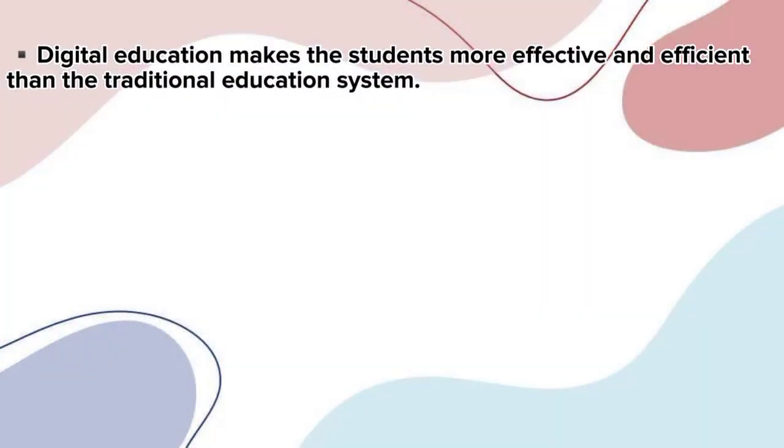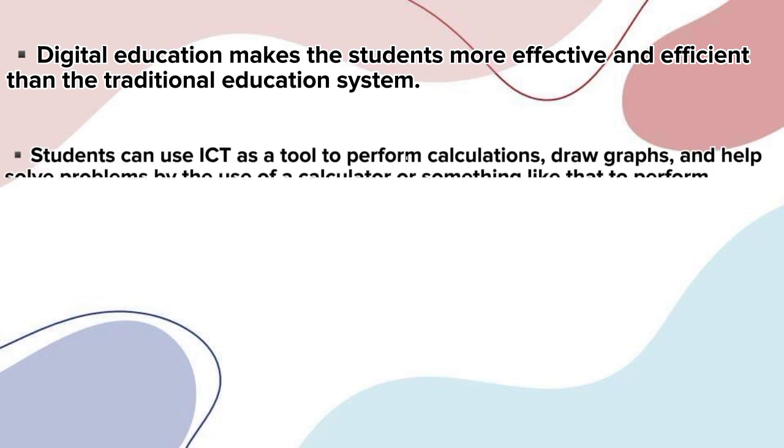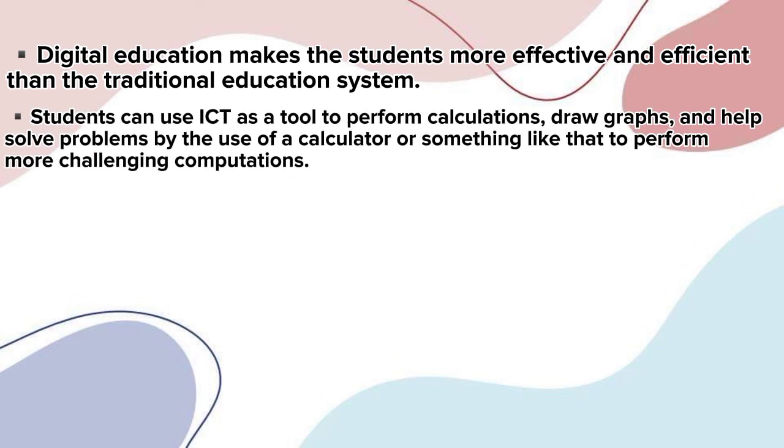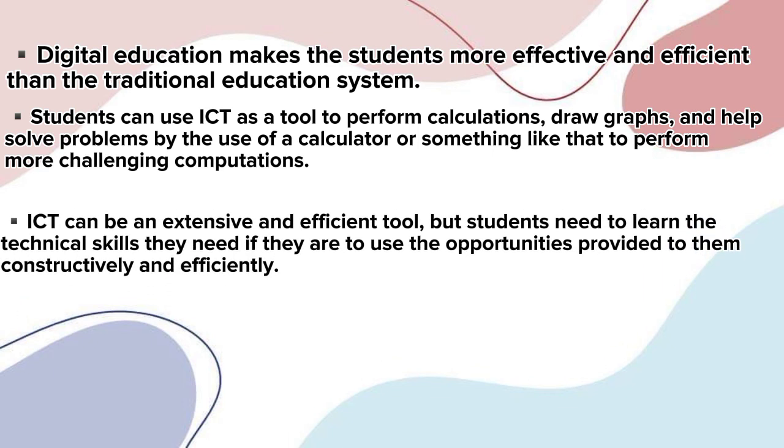First, digital education makes the students more effective and efficient than the traditional education system. Second, students can use ICT as a tool to perform calculations, draw graphs, and help solve problems by the use of a calculator or something like that to perform more challenging computations. Third, ICT can be an extensive and efficient tool, but students need to learn the technical skills they need if they are to use the opportunities provided to them constructively and efficiently.